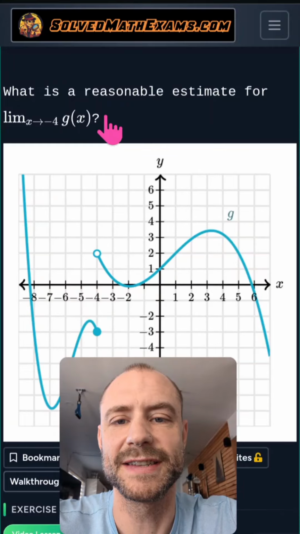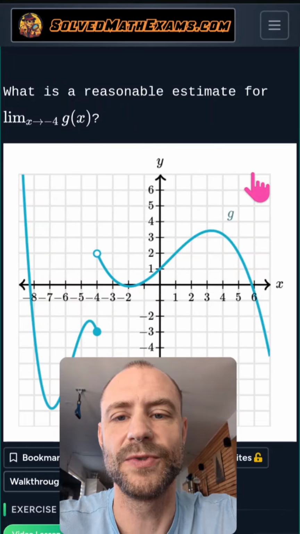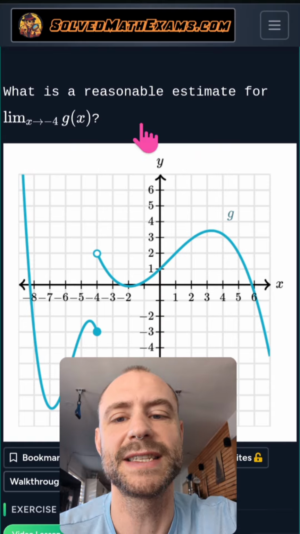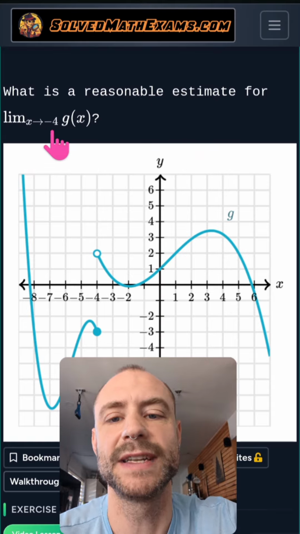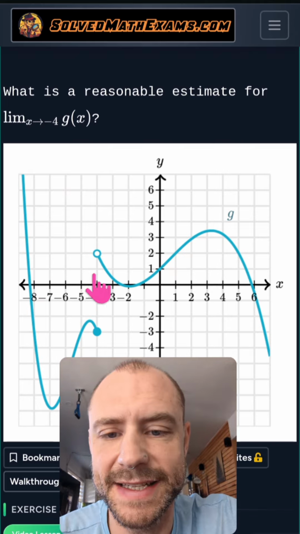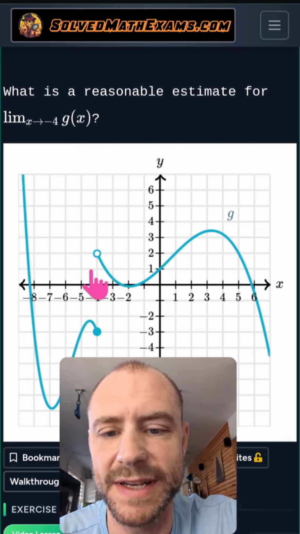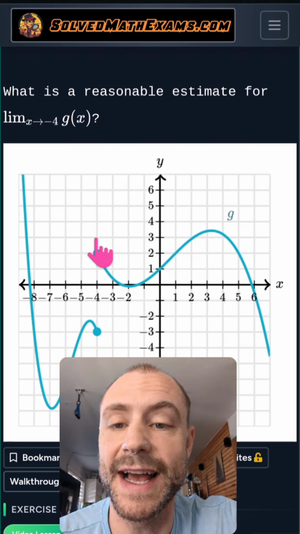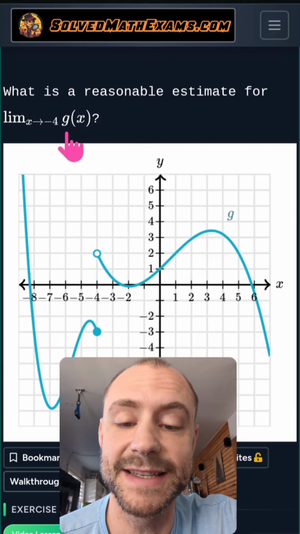Okay, so the challenge is, can you answer this question with only this image? So what are we trying to say? What is a reasonable estimate for the limit as x goes to -4 of this blue function, g of x? And what you can see is we've got a problem here when x is equal to -4. So it's kind of interesting to ask what will happen for this limit.